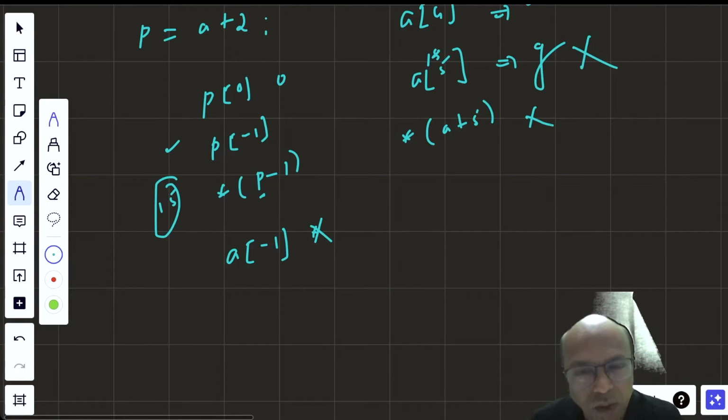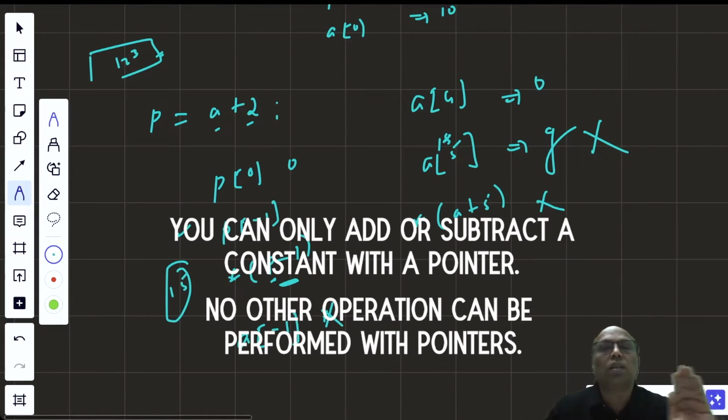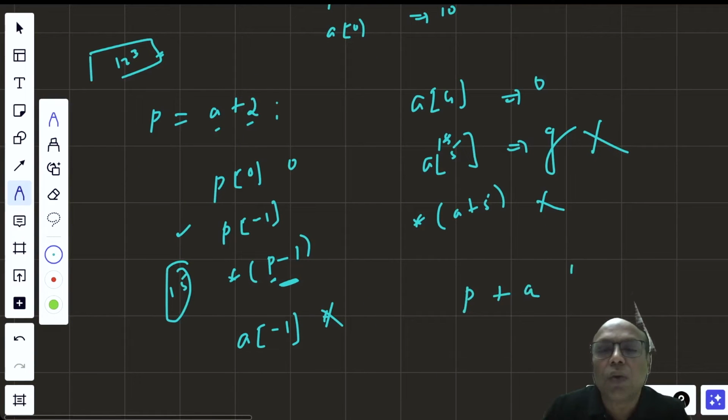Therefore, now remember, you can add a constant with the pointer. The result is a pointer. You can subtract a constant from the pointer. The result is a pointer. Now, you cannot do any other operation with pointers. You can't say here in this case P plus A, not allowed. Two pointers cannot be added. I can't say P into 2, not allowed. Why? Multiplication is not allowed.